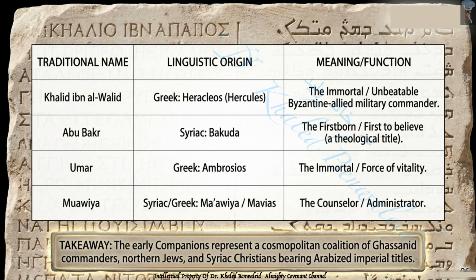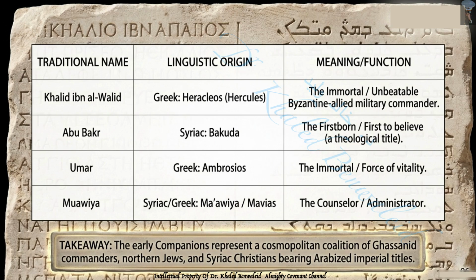Exactly. But this structural shift demands we ask a very difficult question about the cast of characters. If these battles were actually Byzantine-Sasanian proxy conflicts fought in the Levant, who were the legendary figures leading the charge? You are referring to the companions, the iconic heroes, generals, and political leaders of the early movement who are universally depicted in later histories as desert warriors. Dr. Walid argues that if you deconstruct their names, they reveal the true Levantine origins of the movement.